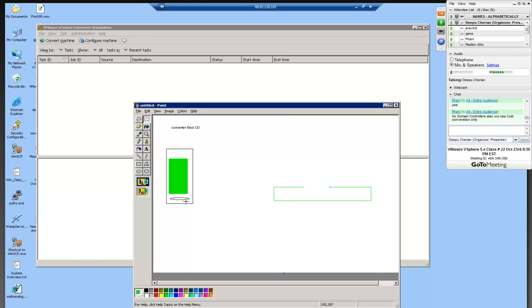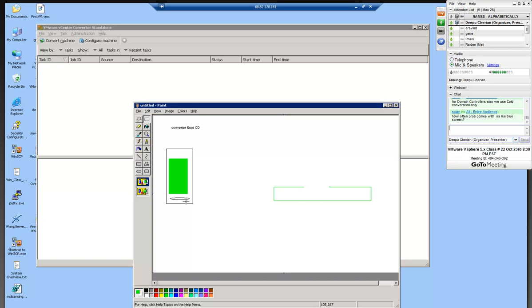But in a company, typically you're talking about major application servers, hundreds and hundreds of servers. You can do conversions, hot conversions. So we are talking about hot conversions here. But if you want to do cold conversion, you have to buy that software called VMware Converter Bootstrap.